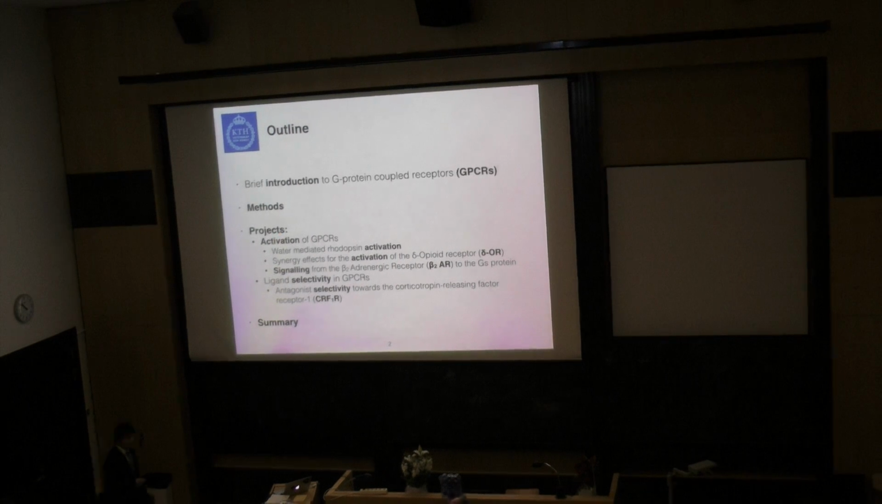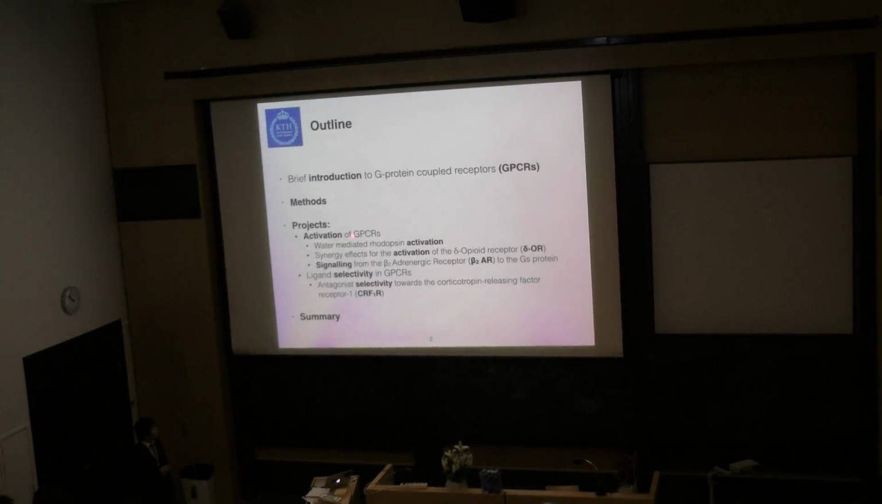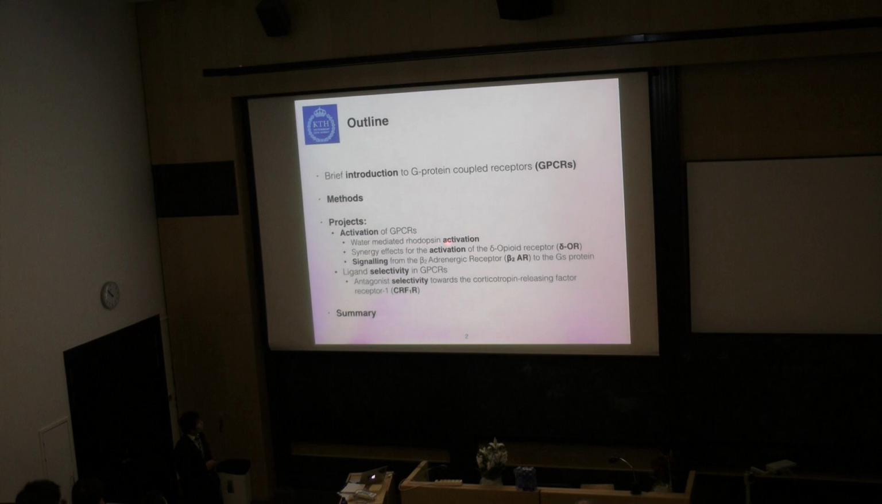And in the third part, the projects included in the thesis are described, and the projects can be divided into 2 sub-research areas. The first one is the activation of GPCR, where we studied the function of water molecules in the rhodopsin activation. And the second one is the synergy effects of the sodium ion in the allosteric site and the ligand in the orthosteric site to modulate the activation of the opioid receptor. And the third project is the signaling from beta-2 AR to Gs. And the second sub-research area is the ligand selectivity in GPCR, where we studied the selectivity using corticotropin-releasing factor receptor 1 as an example. And finally, the summary of the thesis is included.